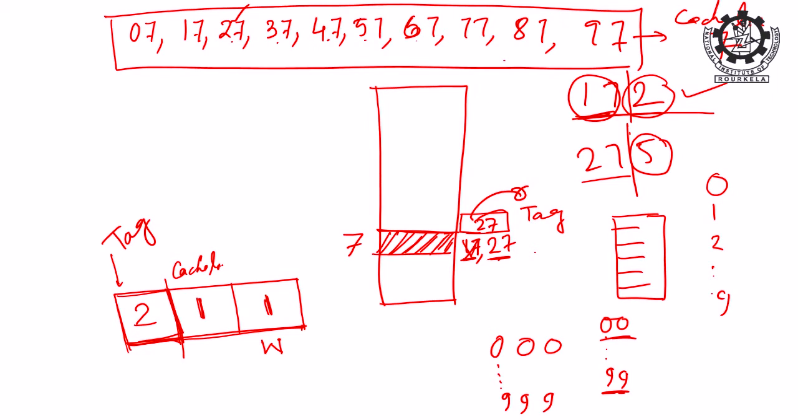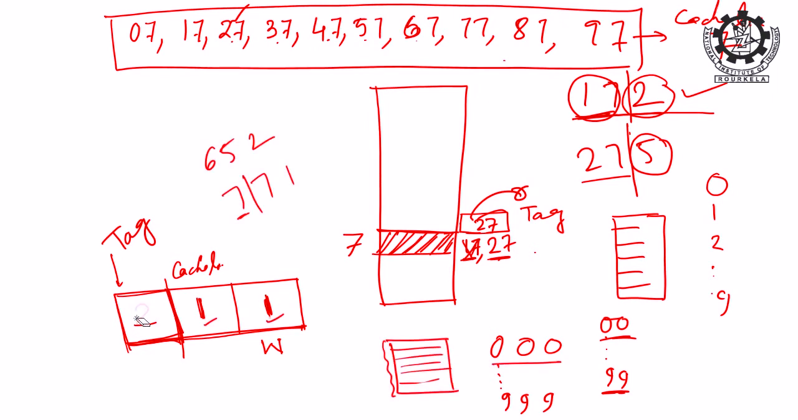But as you can see, there are 3 digits in total, so it cannot be 2 here. It should be 1 here. So the tag should be 1.